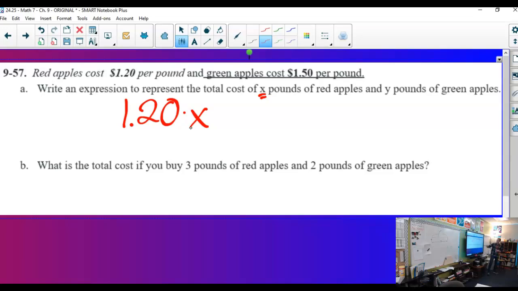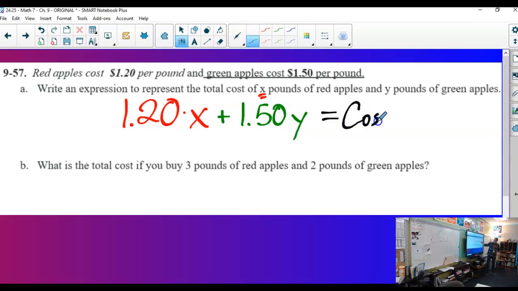My green apples are going to be $1.50, but I can't use X again because X was my red apples. So they tell us let's use Y, and then that will tell us our total cost, right? So we could write, if we want, equal to cost or whatever you want to say, and then we can fill in 3 pounds of red, 2 pounds of green, and solve it that way.